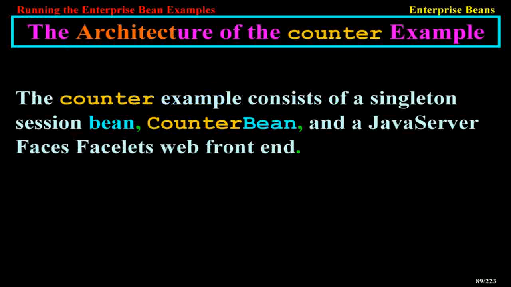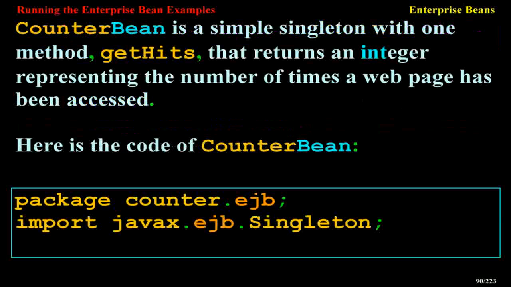The architecture of the counter example. The counter example consists of a singleton session bean, CounterBean, and a JavaServer Faces Facelets web front end. CounterBean is a simple singleton with one method, getHits, that returns an integer representing the number of times a web page has been accessed. Here is the code of CounterBean.